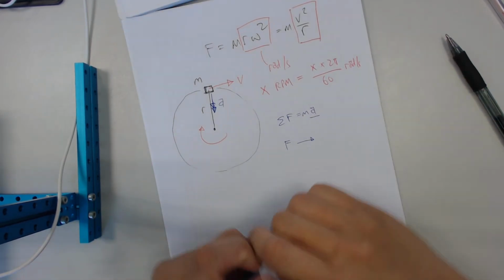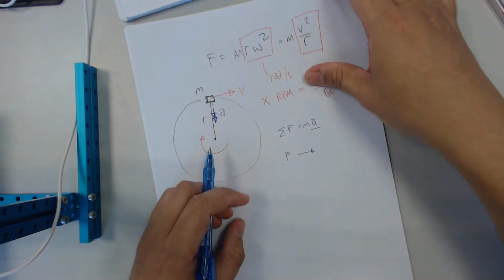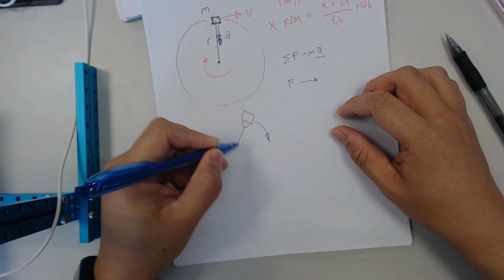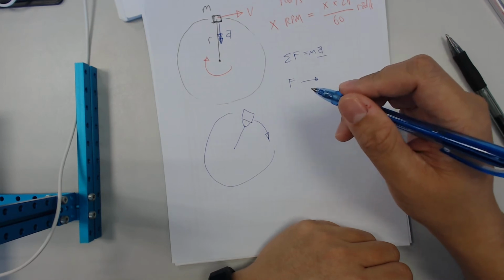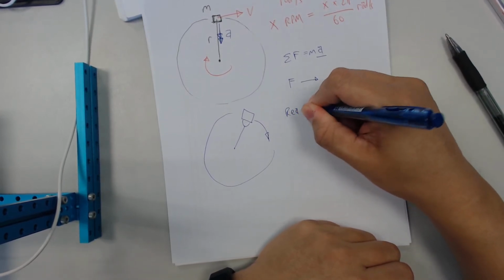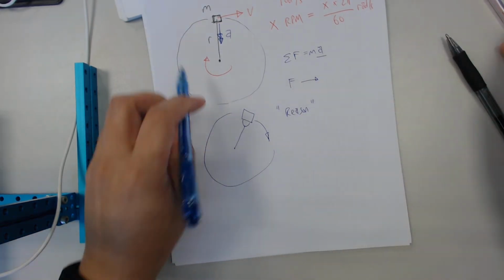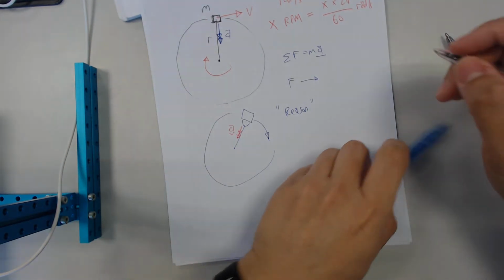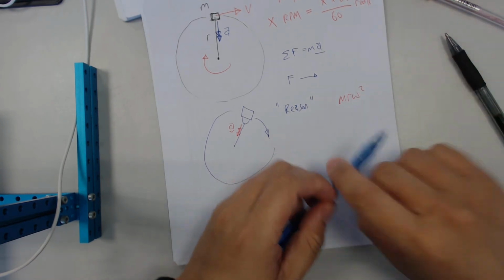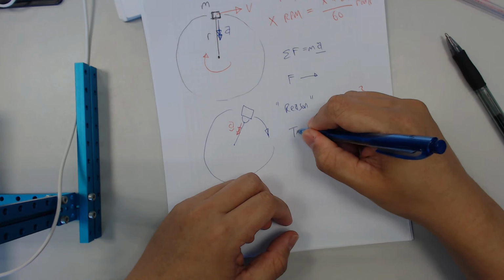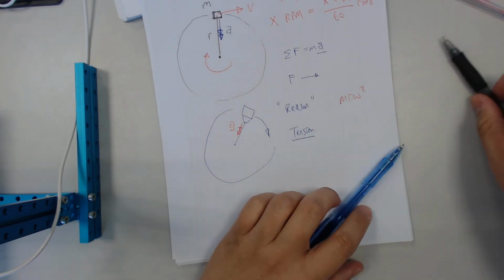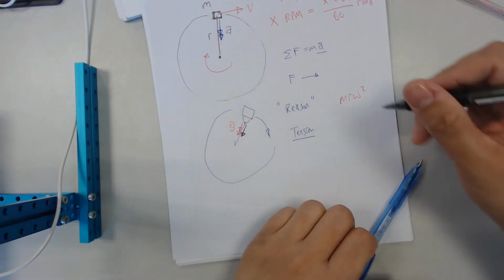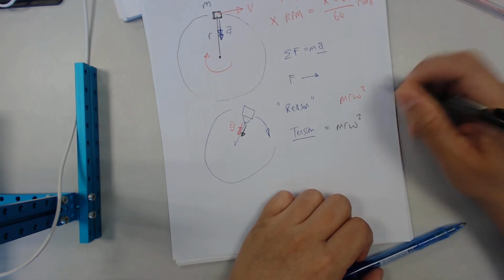So let's take for example a bucket, and you spin it in a circular form. What is the reason that provides the acceleration towards the center, that gives you m r omega squared? The reason in this case is the tension. The tension is the force, because it has the same direction towards the center. The tension is m r omega squared.